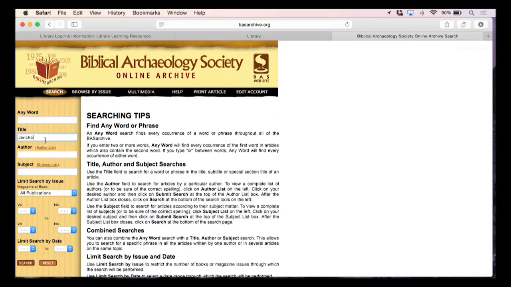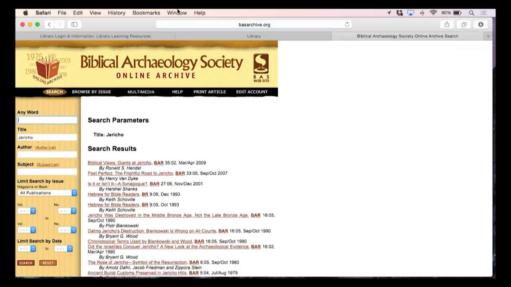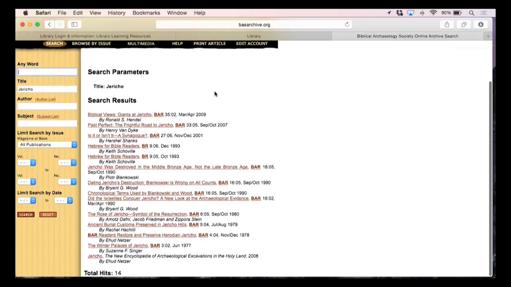Okay, so let's just start by looking for the word Jericho in the title of any article in Biblical Archaeology Society Journal. And we did get some too. We got rather a lot. The first one here is Biblical Views, Giants at Jericho.